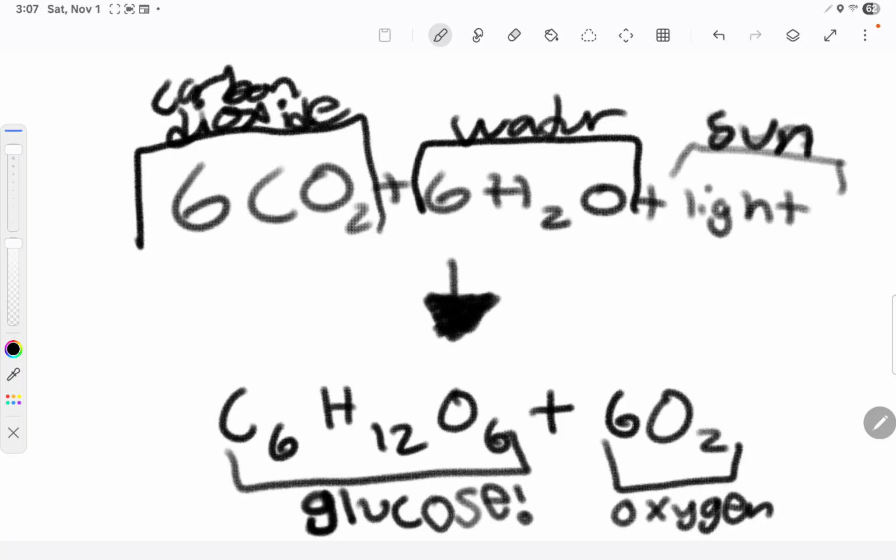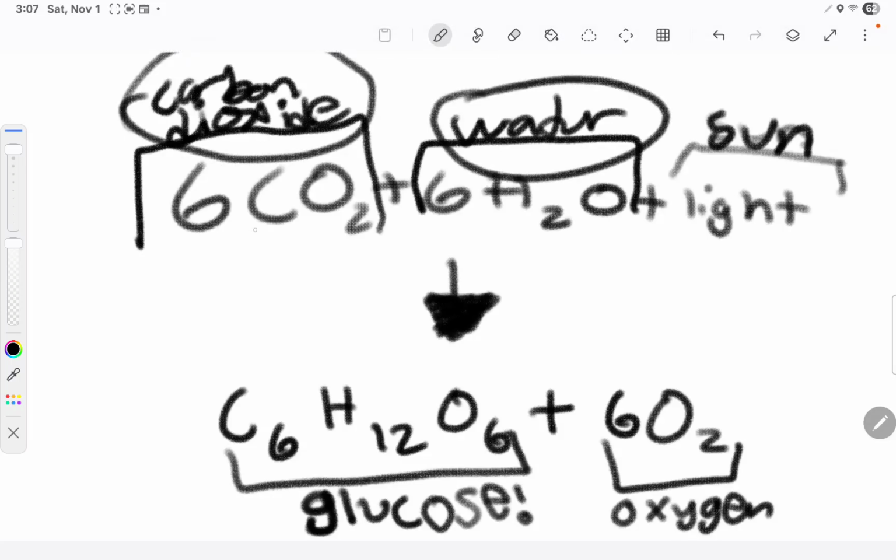And the equation for it is 6 CO2, which is carbon dioxide, plus 6 H2O, which is 6 water molecules. And again, this 6 CO2 is 6 carbon dioxide molecules, along with light, and the light will come from the sun. And this will become C6H12O6, which is also known as glucose, along with oxygen, which is 6O2. So it will create 6 oxygen molecules.